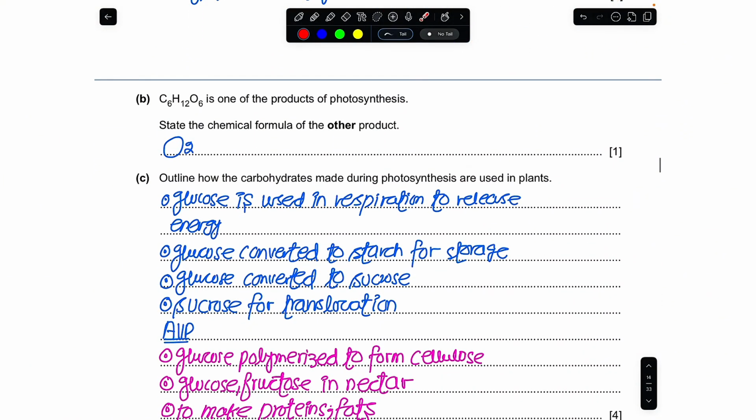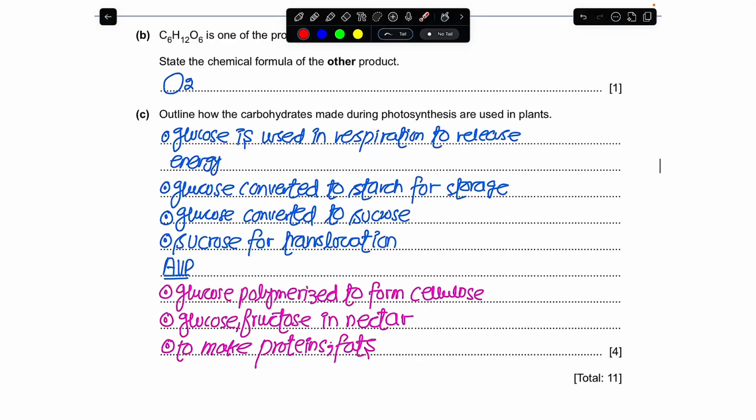Now for 1 mark, they say that glucose is one of the products of photosynthesis and ask you to state the chemical formula of the other product. Since they want the chemical formula, I would never write oxygen gas; I will write the formula for this. For 4 marks, they want you to outline how the carbohydrates made during photosynthesis are used in plants. The first thing is that the glucose would be used in respiration to release energy. Then I can also polymerize the glucose, linking them together to convert it to starch for storage.